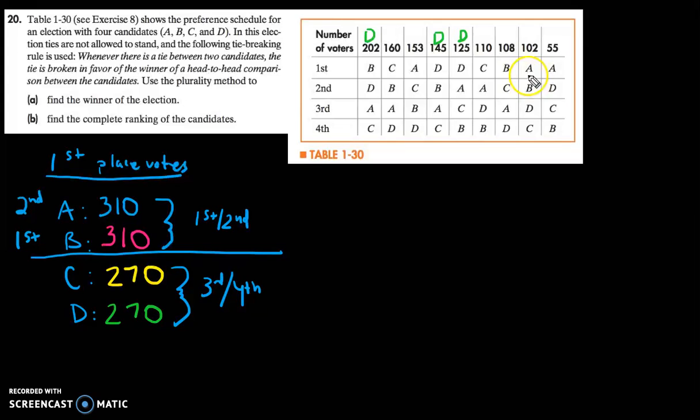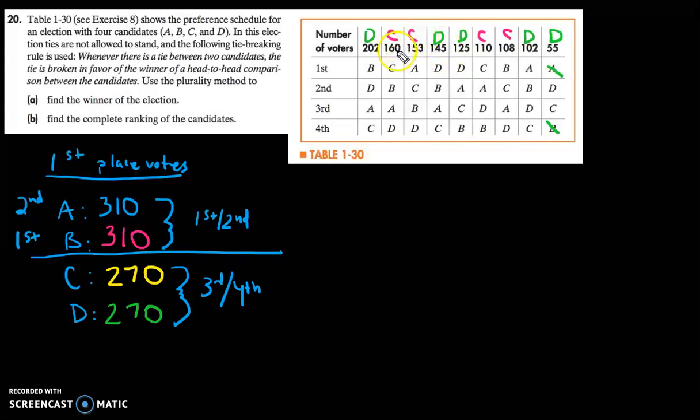C is on top of D. Here, D is over C, even though they're in third and fourth. And here, D is over C. So same idea, like head-to-head is what would happen if A and B weren't choices? Well, they would have put D over C because they put D higher than C. Okay, and then that means all of these other folks would have put C.